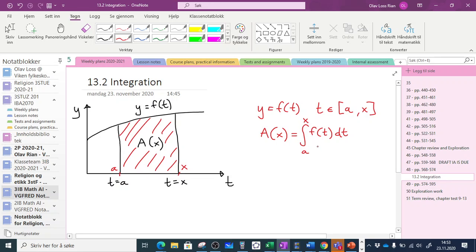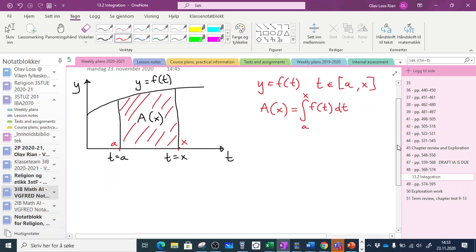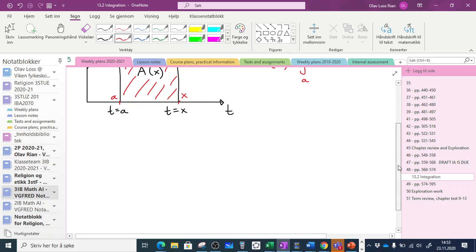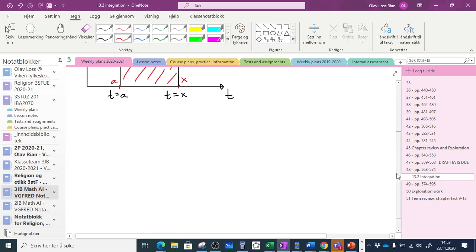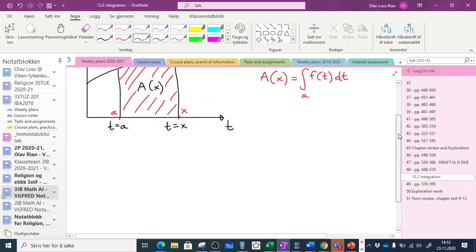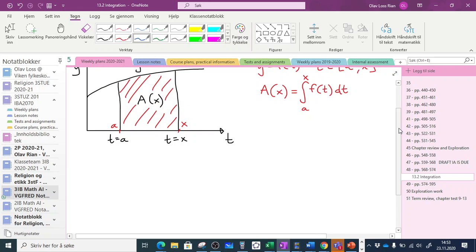Now, the technique of actually finding this area is a different story, but that's what we'll be starting now with, introducing investigation 3. So that's what we're going to do. We have a look at this on page 569, Investigation 3.